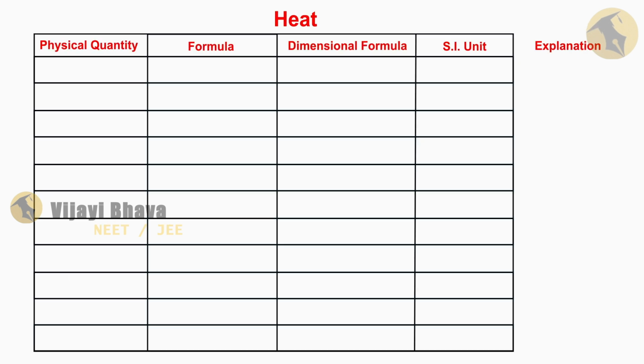Now let us learn the dimensional formulae of some of the quantities in the chapter heat. The first physical quantity is heat. As it is a form of energy, it will have the dimensional formula of energy, which is M1 L2 T minus 2. Next, temperature. Temperature is a fundamental quantity with a dimensional formula K1. It can also be written as M0 L0 T0 K1.